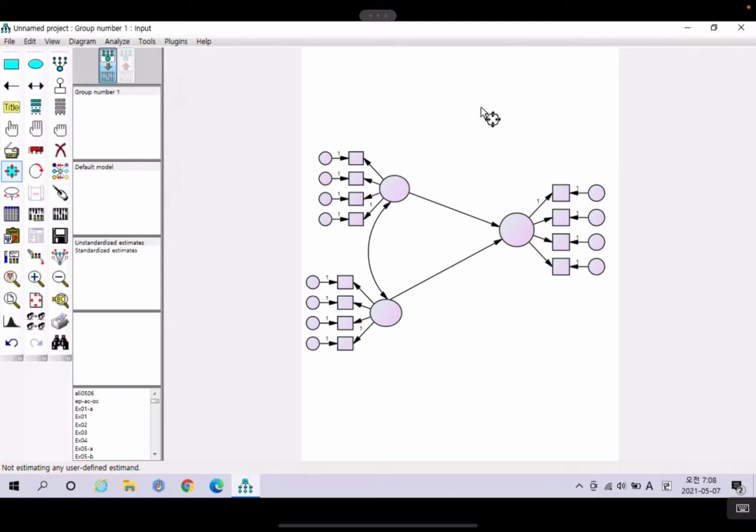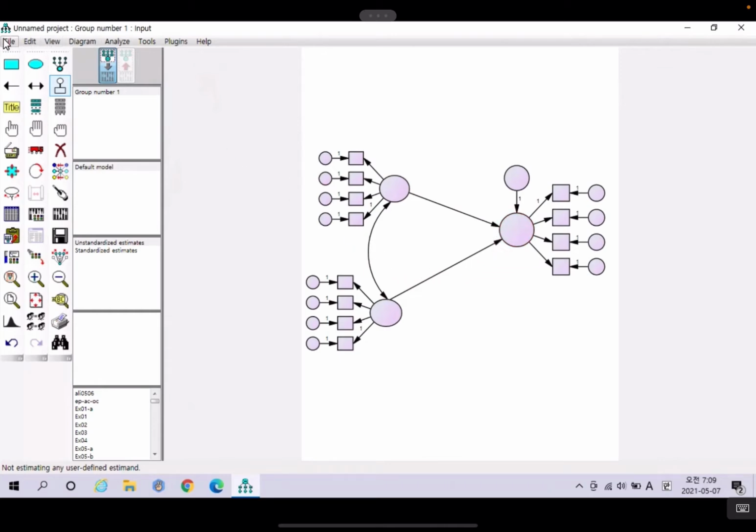And don't forget to put errors for the dependent variables, right? So in this case, this one, right? This latent variable is a dependent variable, right? Because error comes in, right? So in this case, you need to add errors, right? By clicking this. So I'm going to add error here, right?